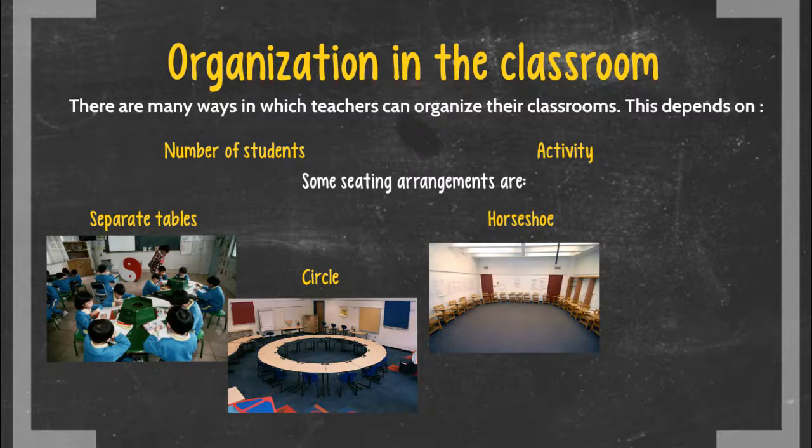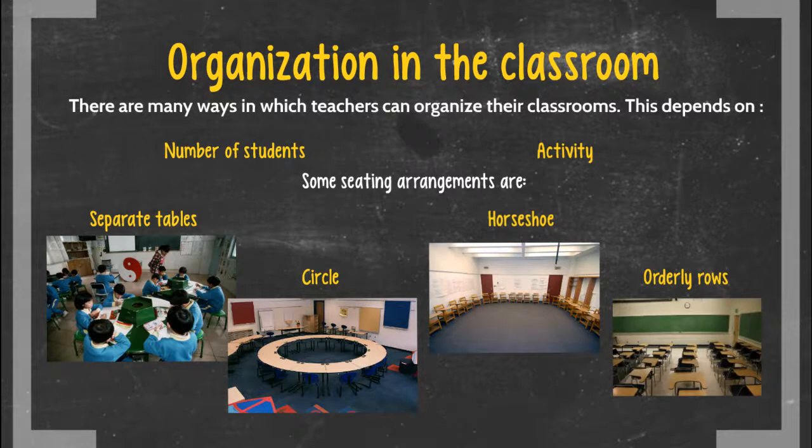Our next seating arrangement is the horseshoe. This is a very beneficial seating arrangement, especially when you have a big group and a big class, because this way all the students are facing the teacher, but at the same time they are beside a classmate in case they have some questions or they don't understand something or they didn't hear what the teacher was saying.